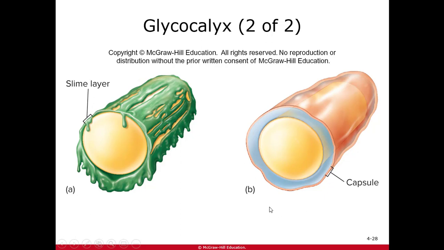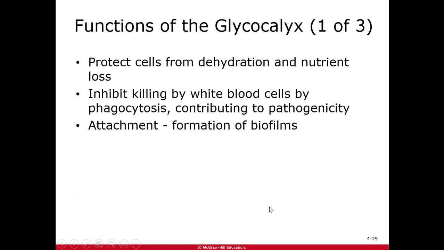They both can help slow dehydration and nutrient loss. But that capsule really functions by inhibiting white blood cells from phagocytizing the bacteria. Again, if you're a bacteria, your job is to survive and thrive if you can. And so they don't want to be eaten. So those capsules provide some protection. The capsules, because they're made up of proteins and sugar, just like our cells, actually provide a little bit of camouflage.